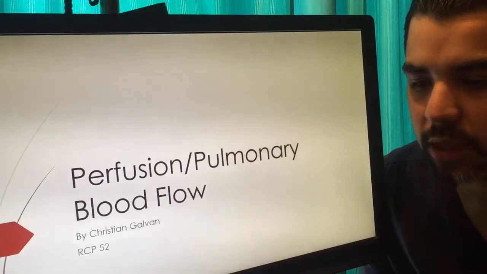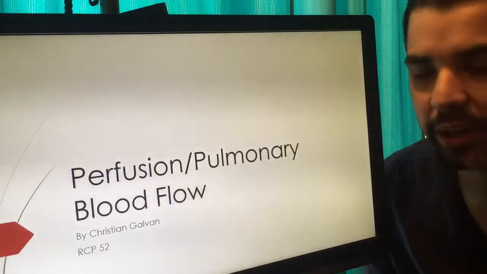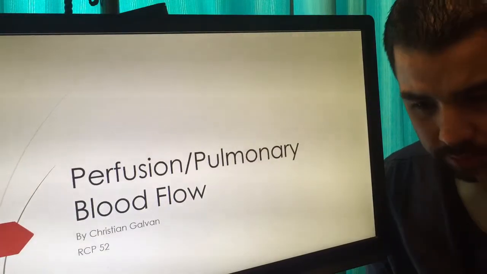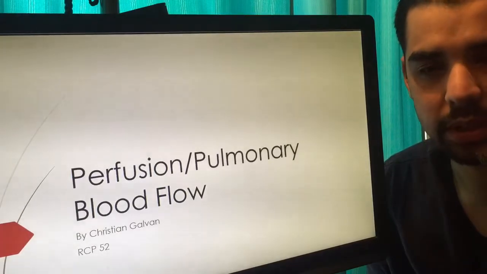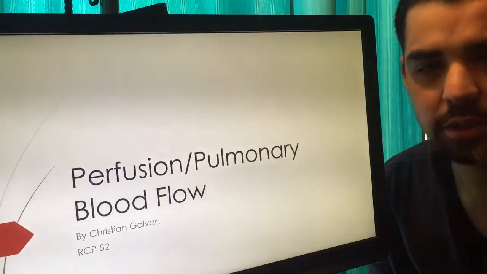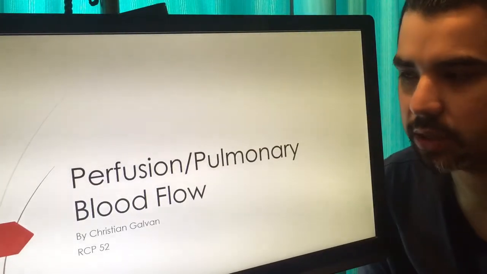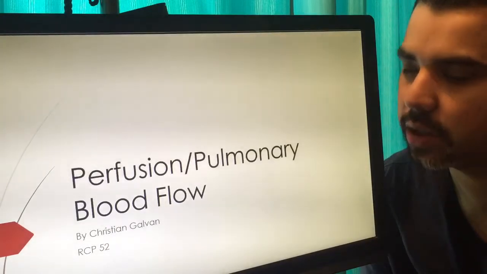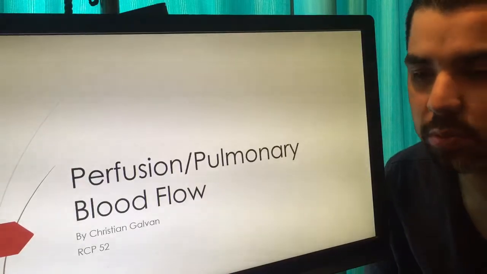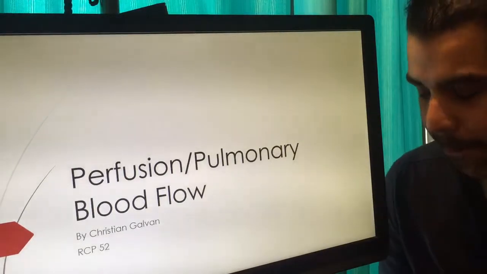This content was pretty detailed, but what I managed to do was make it sound as simple as I could, and understanding this content helped me understand other chapters that were discussed earlier in the semester. Basically, this chapter is about how the right side of the heart works and pumps out pulmonary blood flow. So without further ado, let's begin.